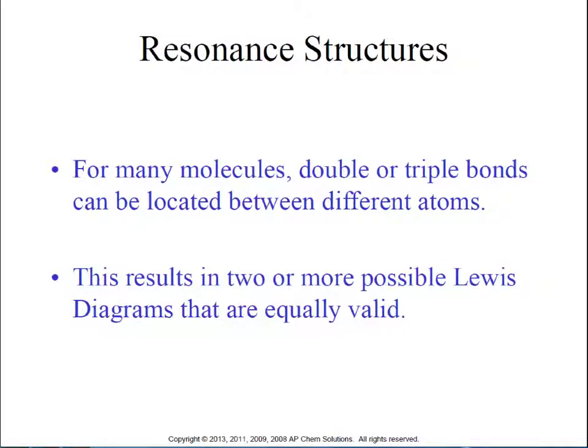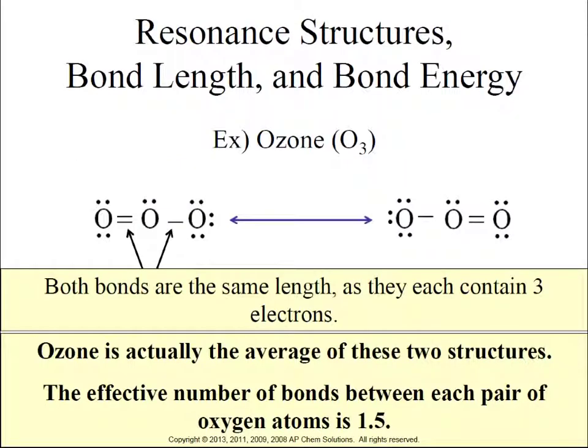Resonance structures. This is another problem that you're going to run into with Lewis structures. Sometimes you're going to find that the double or the triple bond can be located on different atoms. And this isn't a question of the formal charge. Instead, this is just how you draw it. There might be multiple ways to draw it that mean the exact same thing. So this can result in two or more possible Lewis diagrams that are equally valid. They would have the exact same formal charges, and so picking the right one, well, they're all the right one as it turns out. So for example, here's ozone, O3.